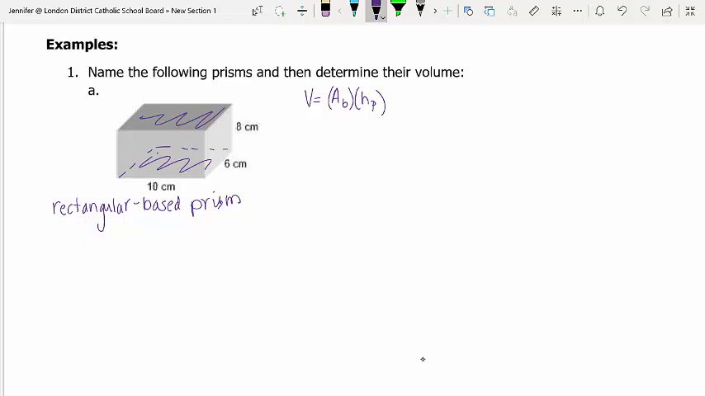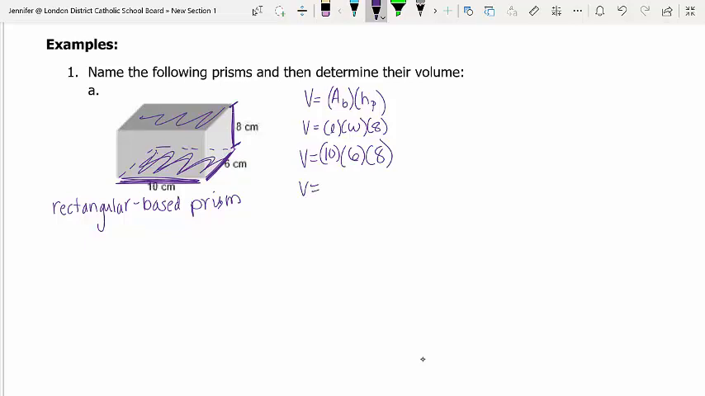So the base shape here is a rectangle. So the area of a rectangle is length times width. And then the height of this entire prism is 8. Okay, so the length of that rectangle, that is the base shape, is 10. The width of the rectangle, that is the base shape, is 6 centimeters wide. And now we just do the multiplication. So the volume of this rectangular base prism is 480 centimeters cubed. So volume is always units cubed because it's three-dimensional.